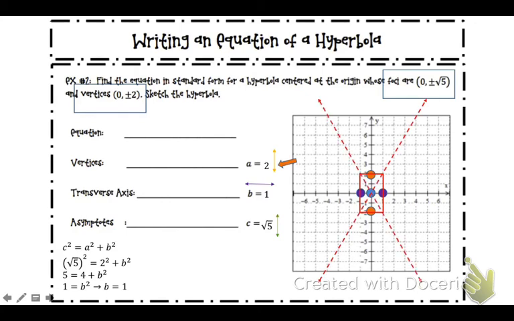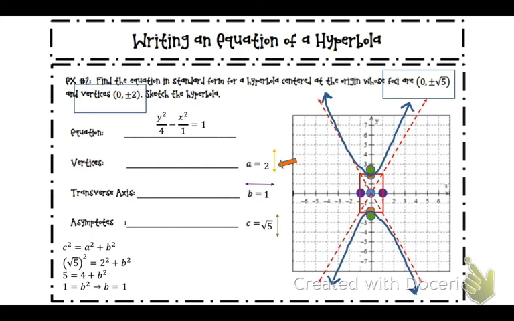Then the last thing, I need to plot my focus. That's the square root of 5, which is about 2 point something. So that's right there. Go down 2 point whatever it is. There's that parabola. There's that parabola. Okay, my equation is y squared over 2 squared, which is 4, minus x squared over 1, which equals 1. And you don't have to put that over 1 if you don't want.